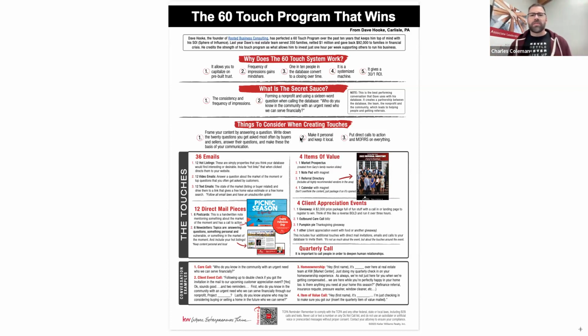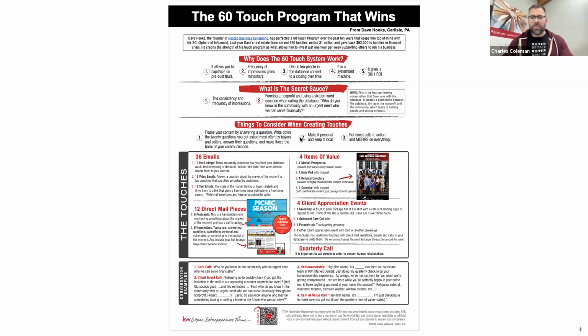So this is what it says. It says, why does this 60 touch system work? Well, it allows you to capitalize on pre-built trust. Also with that, the frequency of the impressions takes mind share. And we know this, guys, right? We know that we have to take massive mind share. So people see us as the real estate economist of choice. From there, we take market share, right? We don't know when someone is looking to transact business. So it is our job to stay in front of them, to stay in emotional proximity to them for when they're ready to transact business.